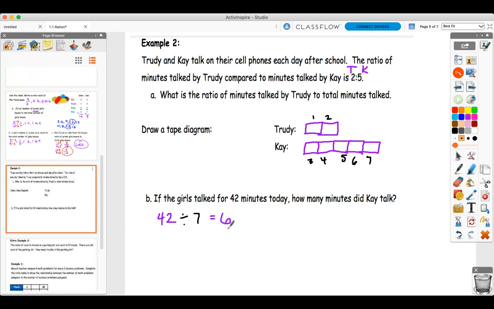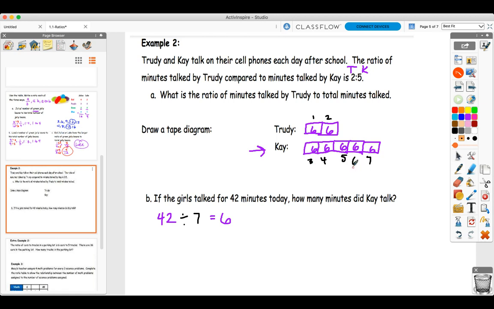So that is how many minutes are in each part, because we split up. We're trying to find out how many were in each part. So that means this is 6 minutes, this is 6 minutes, this is 6 minutes, and so on. So I'm just writing 6 in all of them. So the question is ultimately asking how many minutes did K talk? So K is the one down here. So I'm going to write this in a different color.